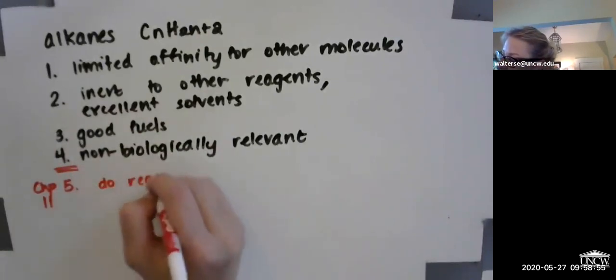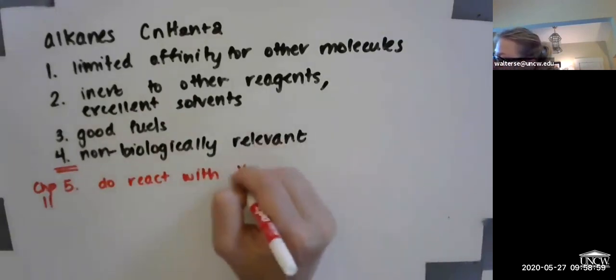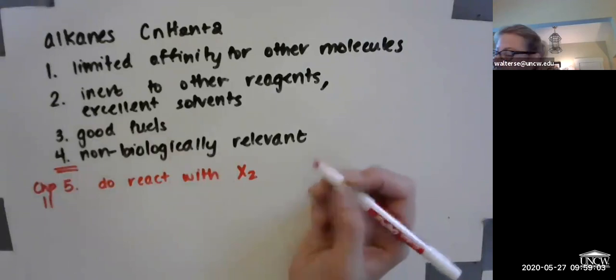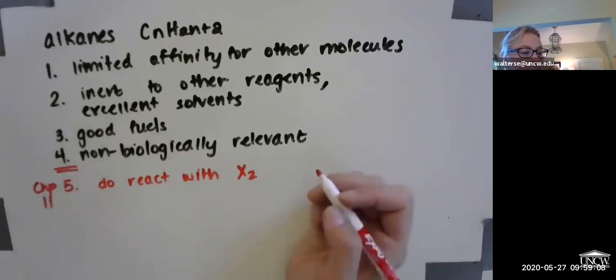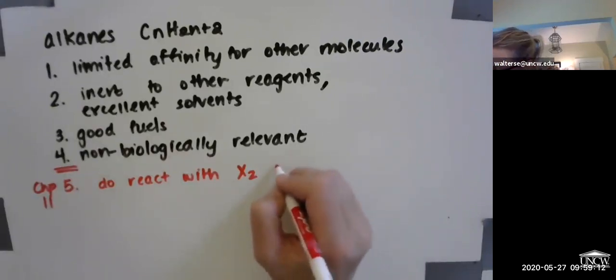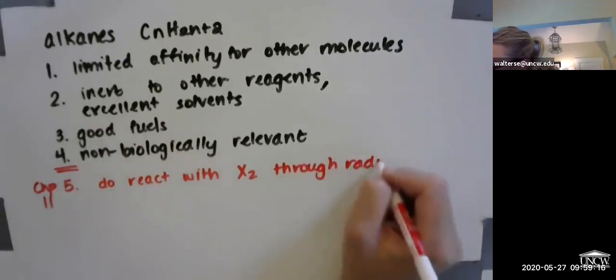Alkanes do react with halogens, so fluorine, chlorine, bromine. You wouldn't use fluorine because fluorine's horrible. It's just really violent reactions. So they participate in reactions with halogens through what's called a radical pathway.